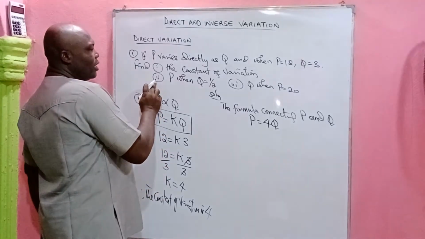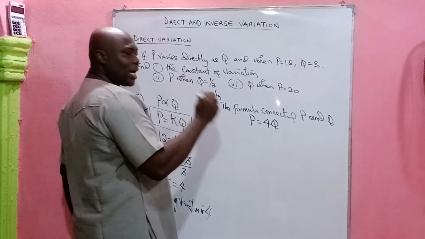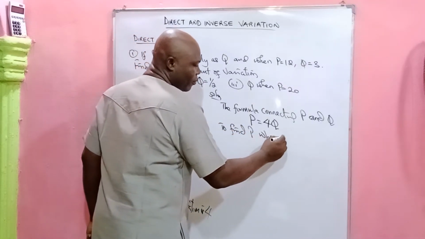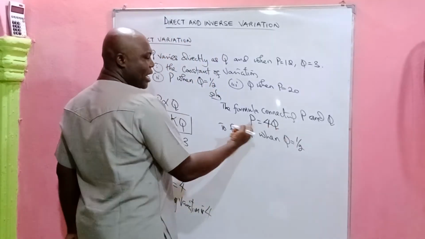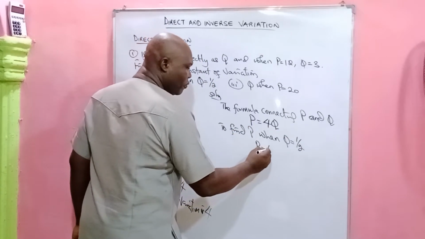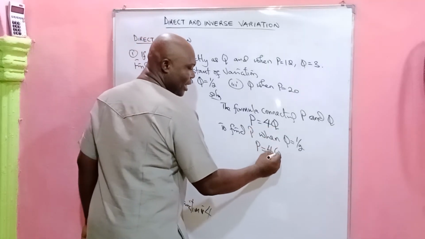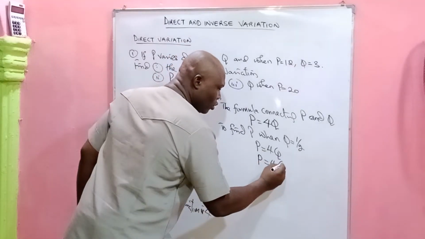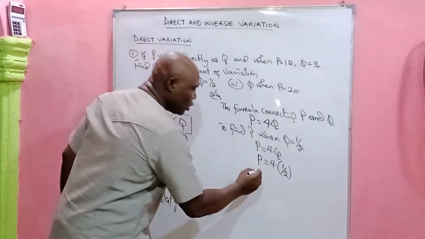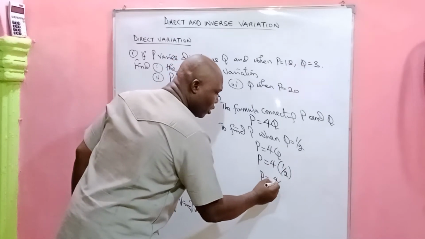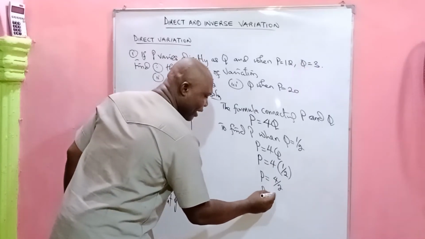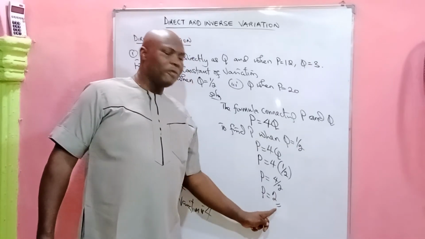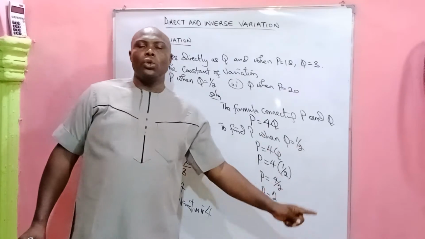Say for instance, the second one, they say we should find P when Q is half. So to find P when Q is half, you will bring out this, which is P is equal to 4 times Q. And now they have given us Q to be half. So P now will be equal to 4 times Q, now being half. So we are going to have P equal to 4 times 1, which is 4, all over 2. So 4 divided by 2 will give us 2. It means that to find P when Q is half, P will definitely be 2. So P will be 2 when Q is half.